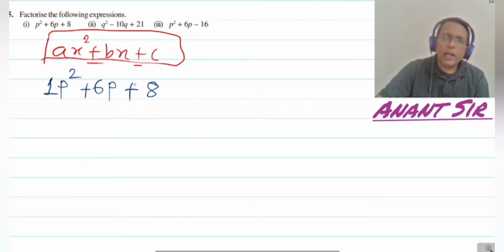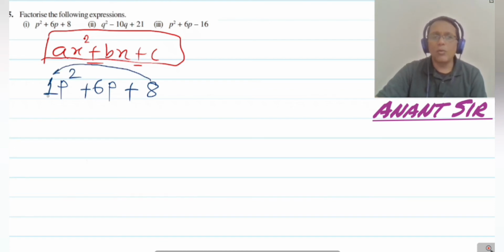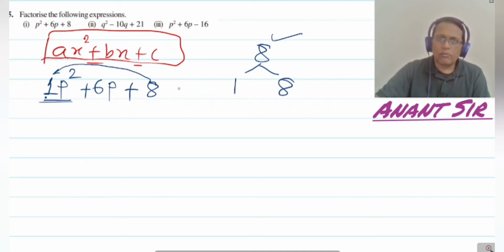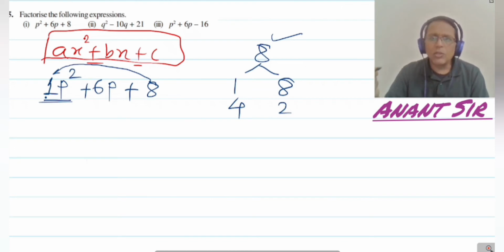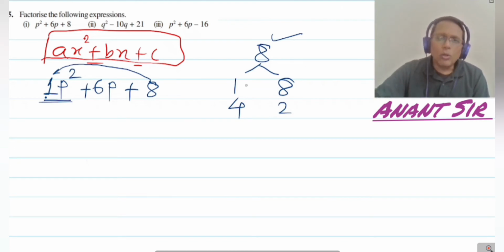Multiply the first and last term coefficients. Forget about the variable p square. There was no coefficient with p square, that means it was 1. And don't think about signs also. Just multiply the numbers. 1 times 8 is 8. Now think about the numbers whose multiplication is 8. One is 1 times 8, which we have already used. Second is 4 times 2. There is no other pair which will give us the multiplication 8, right? So out of these two pairs, one pair is going to be our answer. We are going to use that pair.